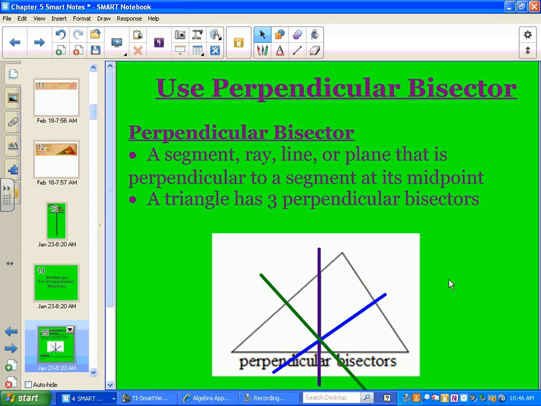Okay, perpendicular bisector, section 5.2. Perpendicular bisector is a segment, ray, line, or plane that is perpendicular to a segment at its midpoint. A triangle will have 3 perpendicular bisectors.